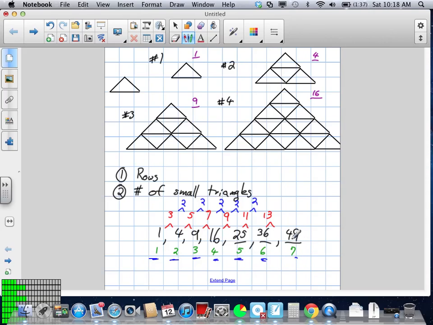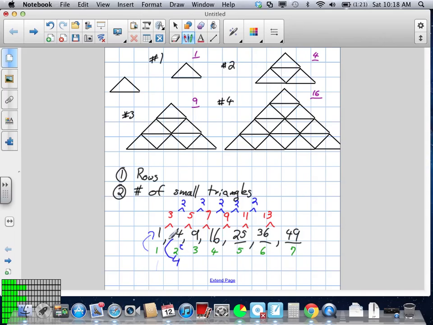Have you guys done anything with squared yet? Yeah, power of 2? Do you remember what it stands for? What does 1 to the power of 2 mean? 1 times 1. So if I did 1 to the power of 2, what does that equal? 1. And how many triangles do we have in the first one? 1. What if I do 2 to the power of 2? What do I get? 4.